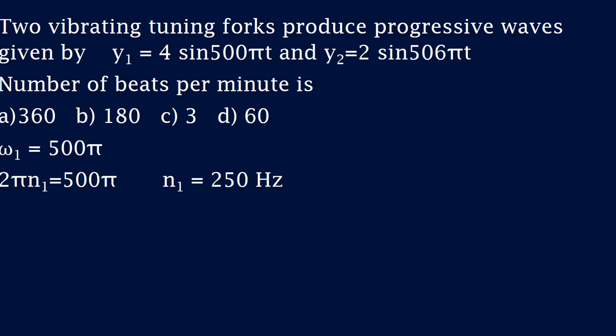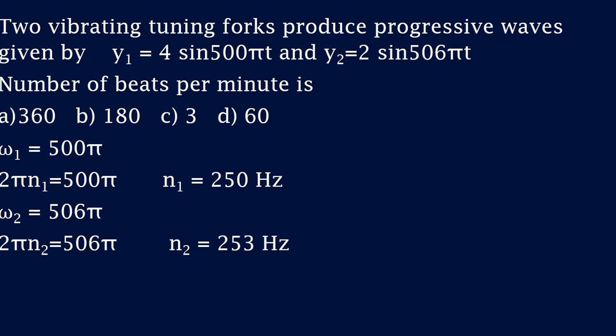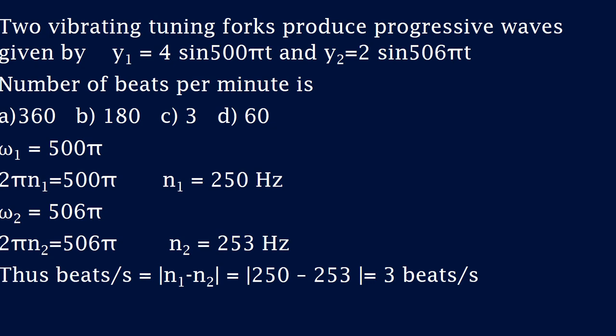Now it is given that omega 1 is equal to 500 pi. The formula for omega is omega 1 is equal to 2 pi n1, which is equal to 500 pi. Therefore, n1 is equal to 250 Hz. The second frequency is omega 2 is equal to 506 pi. The formula for omega 2 is equal to 2 pi n2, which is equal to 506 pi. On simplifying, we get n2 is equal to 253 Hz.